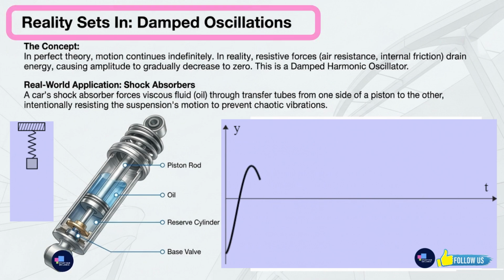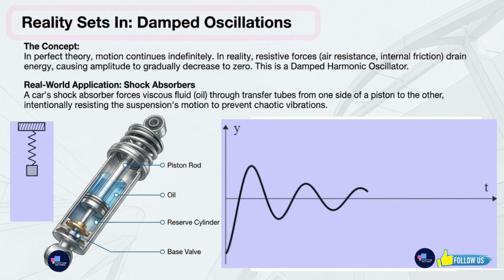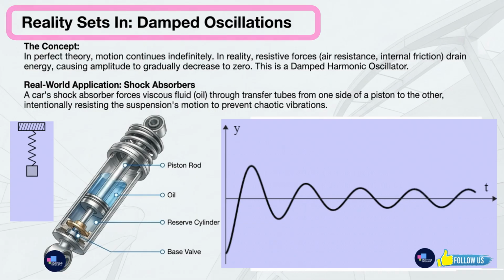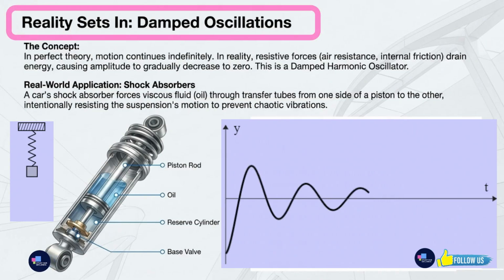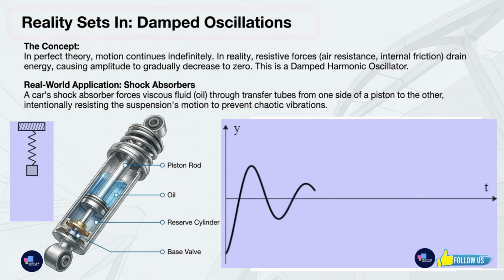We call this a damping harmonic oscillator. A really great everyday example is the shock absorber in your car. It critically damps the suspension by forcing thick, viscous oil through very small transfer tubes. This intentionally drains the motion energy to resist vibrations, because nobody wants their car bounding chaotically down the road.